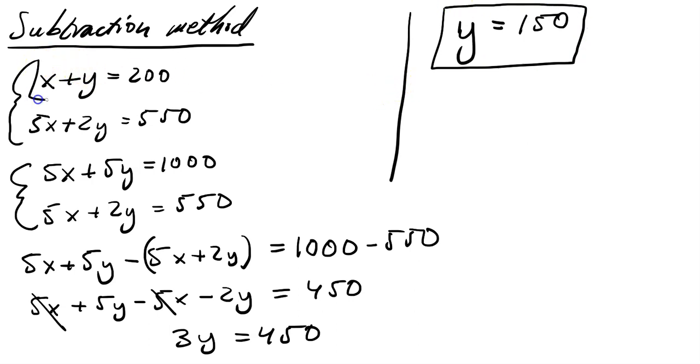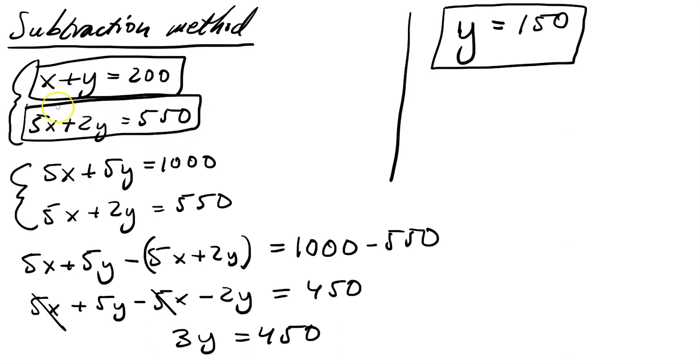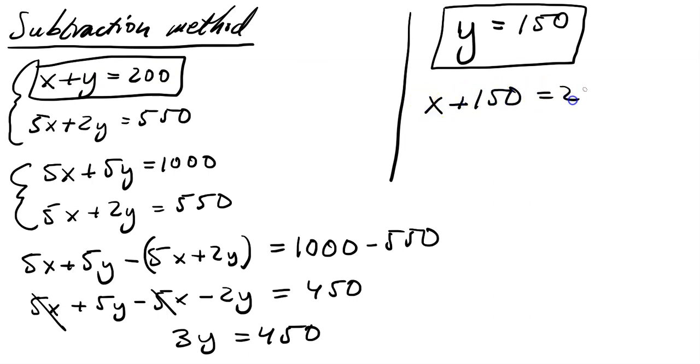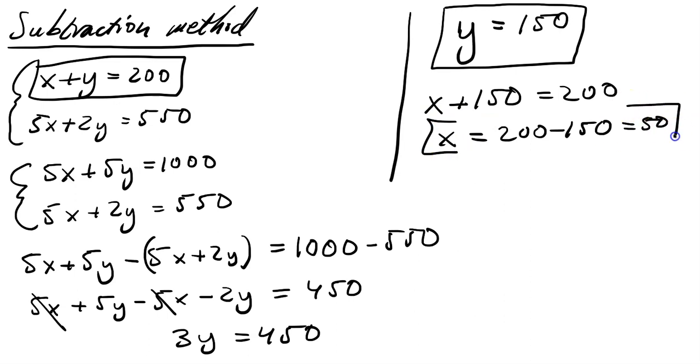And then we can use again the first equation here, for example. We could just as well use this one, but it seems more complicated to use that one. So let's take the first one and figure out what x must be. And then we see that x must be 50, yet again. So we see that this is the subtraction method. It's very similar to the addition method.